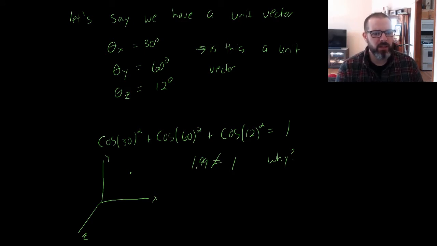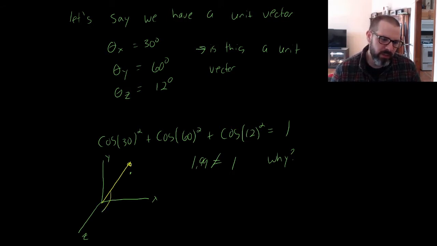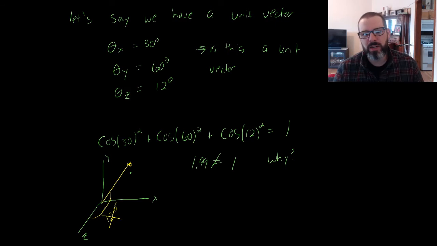So theta x and theta y give us a vector that kind of looks like this. There's no way that the angle between the z-axis and that vector can be 12 degrees. There's no way it can happen. All the angles are interconnected, and there is actually a subset of unit vectors. Not any random three angles can be a vector or a unit vector.